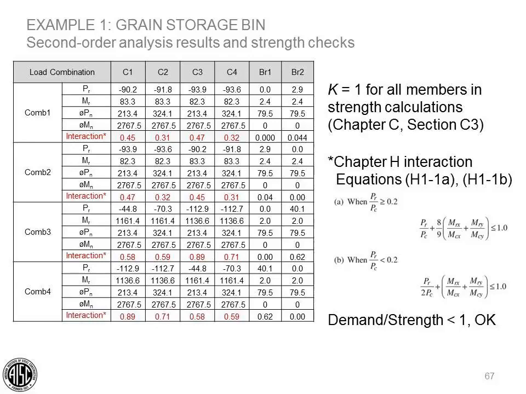Then we check interaction using the standard interaction equations in Chapter H. We'll go through one of the column calculations on the next slide. In this case, all the members are okay for strength, with the highest interaction ratio of 0.89 for load combinations 3 and 4.